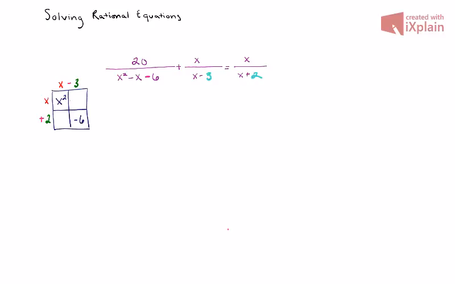So x times negative 3 gives us negative 3x, and then x times positive 2 gives us 2x. And again, I'm using that grid multiplication here. If we add this up, we get a negative x back, which checks out. So let's rewrite the problem now. We're going to have 20 all over the quantity of x minus 3 times x plus 2, plus x all over x minus 3.